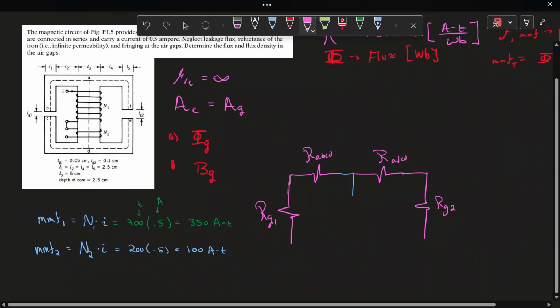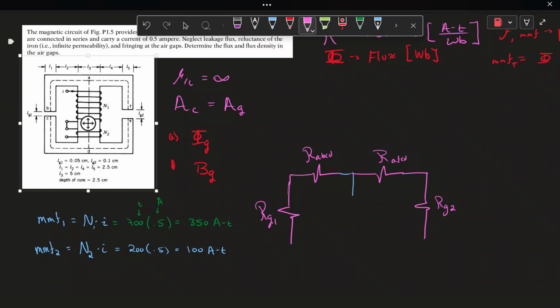Well, we also have a core being wrapped around by this wire. We have another path, is what I'm trying to get at. We have another path, which means we have another reluctance. So our final reluctance will be this one here. We'll call it reluctance AD for the path AD from A to D.